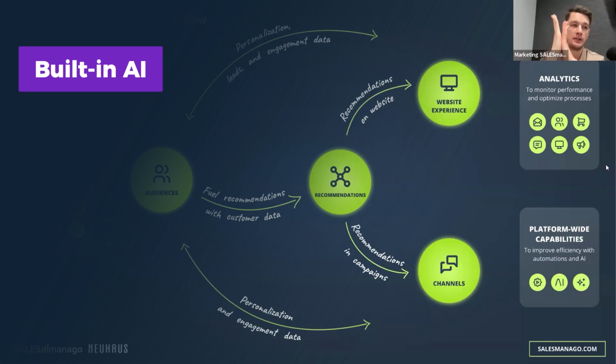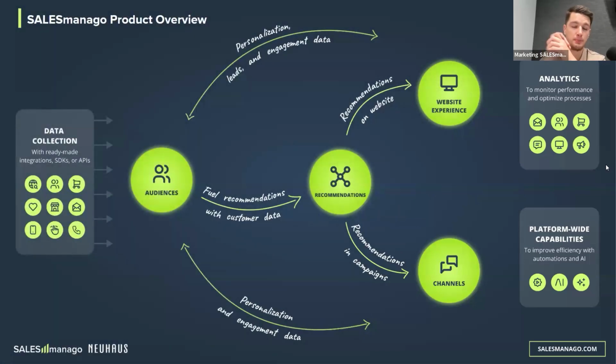So SalesManago has its own recommendation engine, which learns your product patterns, product purchase patterns and capabilities, and then is able to generate the recommendations per each customer separately.